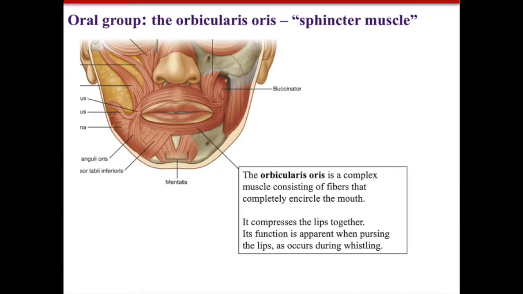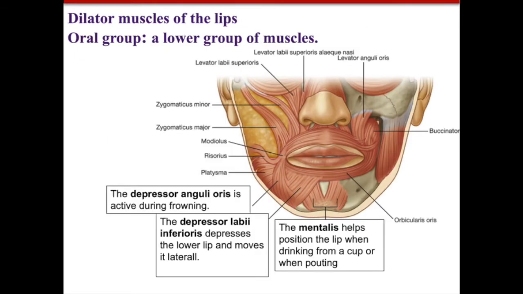Another one is the orbicularis oris. So orbicularis, a sphincter muscle, oris, oral. So a muscle that will be important when closing the lips. For example, if you're whistling. So both the buccinator and the orbicularis oris act in a way that we're closing the mouth, but there are other muscles that open the lips.